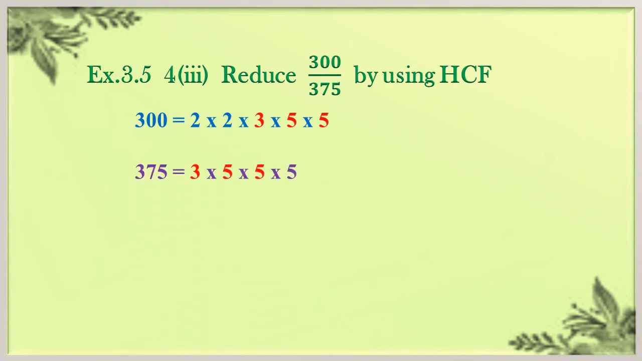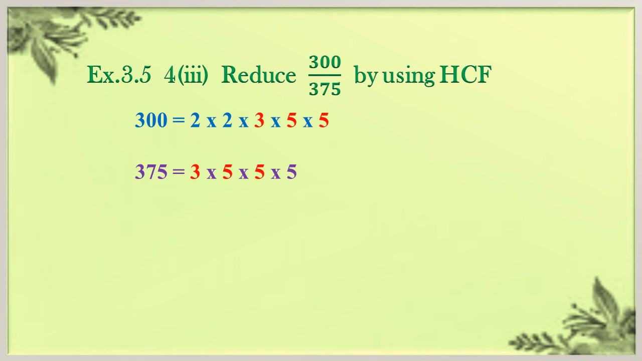Exercise 3.5, fourth sum, that is third Roman. Reduce 300 by 375 by using HCF. First, we want to find the prime factors of 300. 2 into 2 into 3 into 5 into 5. And we want to find the prime factors of 375. The factors are 3 into 5 into 5 into 5.